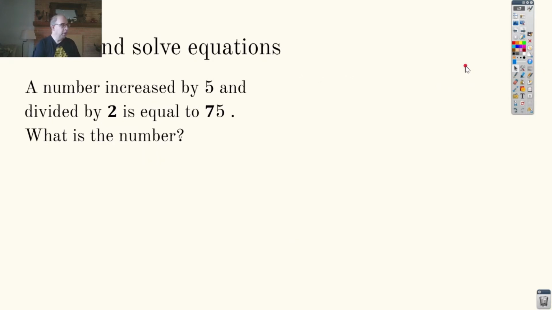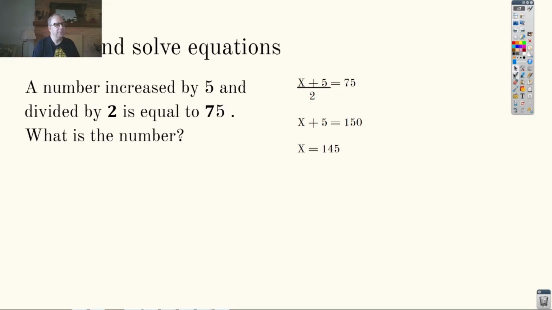All right, a number is increased by 5 and divided by 2 is equal to 75. What is the number? So if I increase the number by 5 and then divide by 2, I make this whole thing divided by 2. This could also be written without fractions like this: X plus 5 divided by 2 equals 75. It means this whole thing first has to be added and then divided by 2.